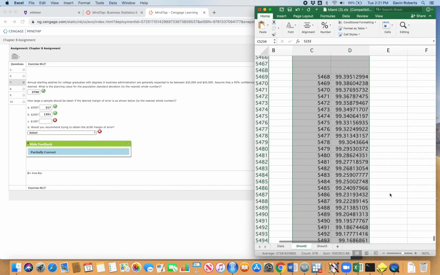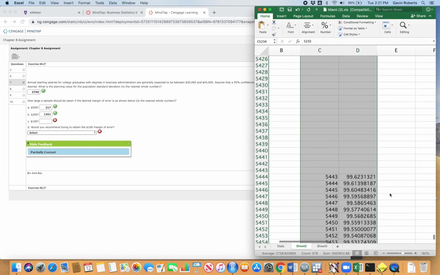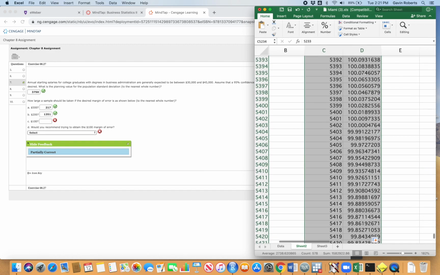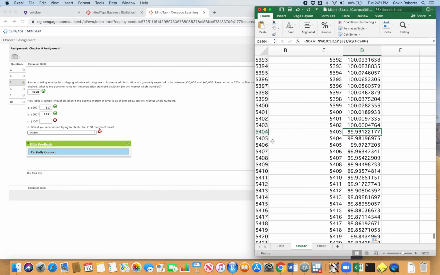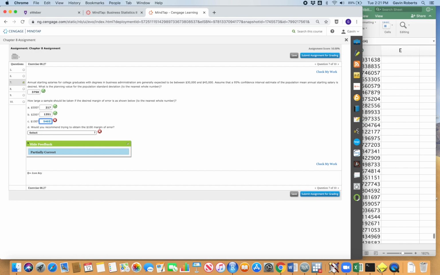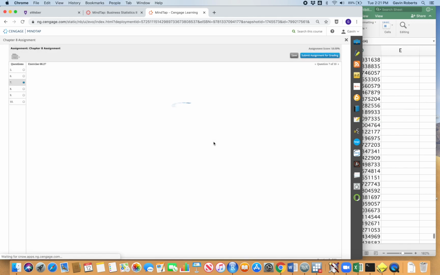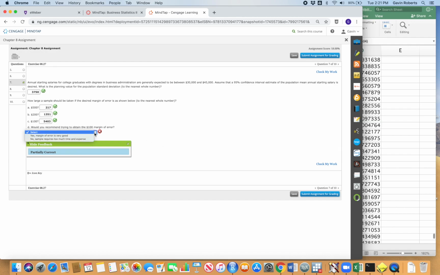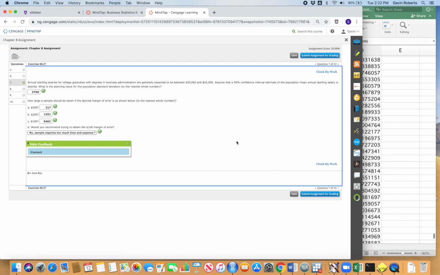Whoa, I saw it. I saw the jump. 5403? That seems like a lot. 5403. Check it. Yes. Would you recommend trying to obtain the $100 margin of error? Not after all that. No. That's a subjective question, so it doesn't really make sense, but you can just try every option until it turns green.